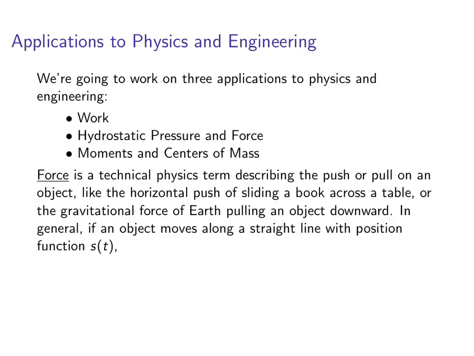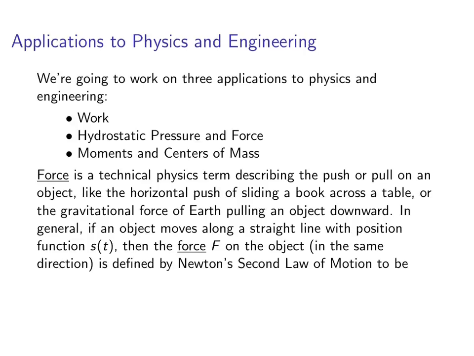So in general, if an object moves along a straight line with a position function s of t, then the force on the object in the same direction is defined by Newton's second law of motion to be force is equal to mass times the second derivative of the position function with respect to time. And of course, we know that the second derivative of position is acceleration. So this is force equals mass times acceleration. M is the mass of the object.